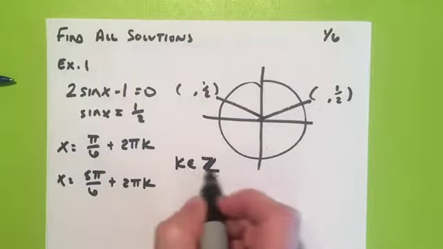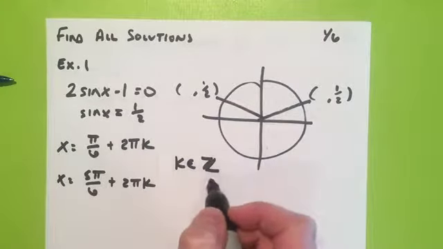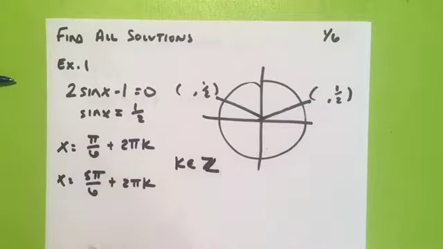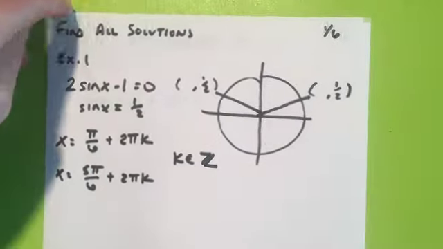I might write it as k is an integer. I don't always need that. If you take some more math classes later on, you might use that. This is what we are looking for with all solutions: some expression that gives us everything.